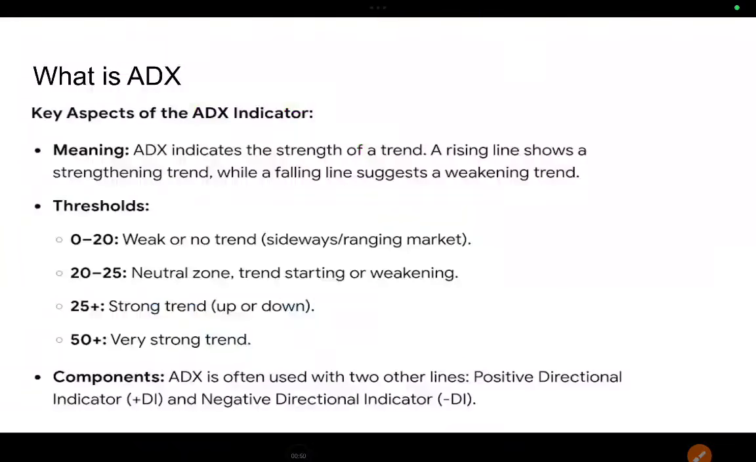So what is ADX? This is very generic terminology for ADX. ADX indicates the strength of a trend, and a rising line shows a strong trend while a falling line suggests a weakening trend. So it's the indicator, guys, which displays the strength in the market. Strength can be on the bullish side or on the bearish side. This is being used by traders in terms of taking a directional trade.